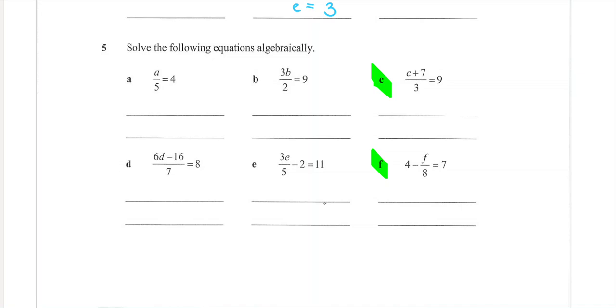Question C. We've got the pronumeral here, and I have these two numbers. Which one moves first? The 7. The 3, what's the opposite? Times, good. So underneath, times 3 times 3. So that will leave C plus 7 equals 3 times 9 is 27. Now get rid of the 7. What's the opposite? Minus. So you have minus 7, C equals 20.